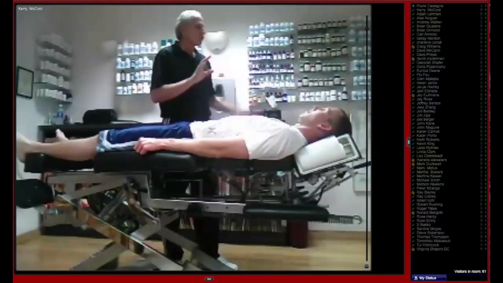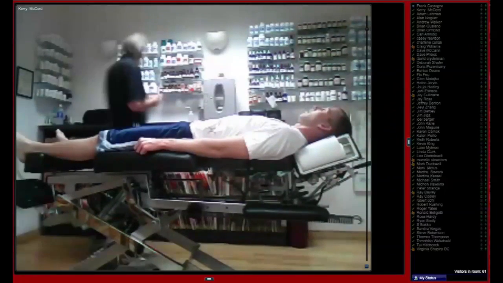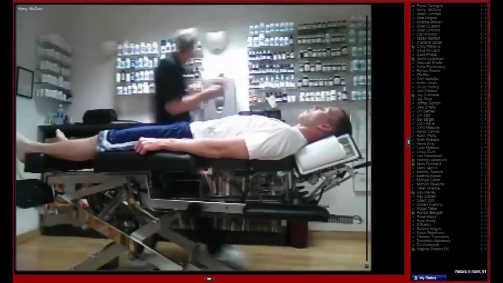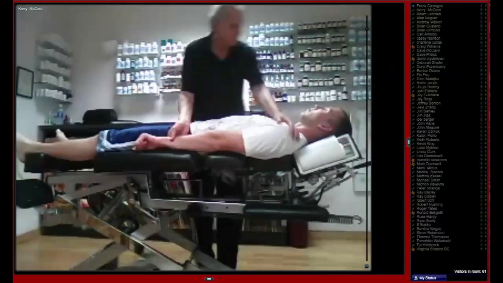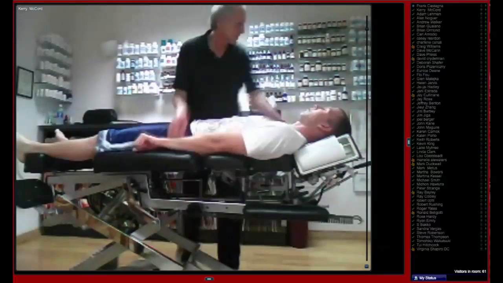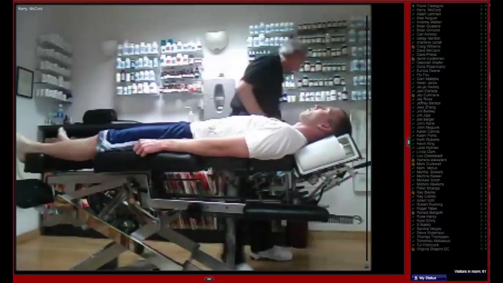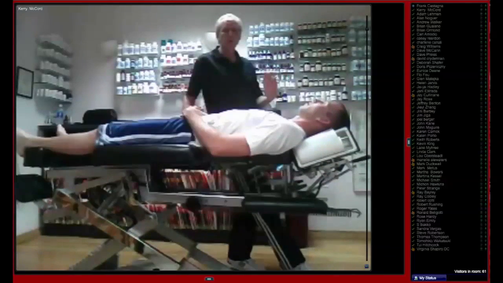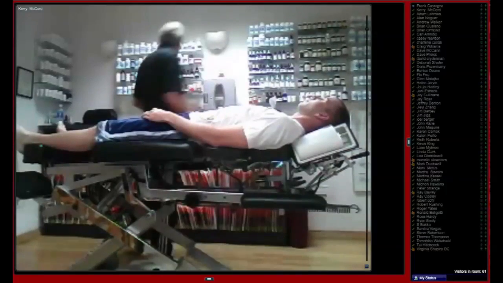Okay, so we found B6 wasn't responsive. I'm going to give you the active form of B6 and see if that responds. And it doesn't either. So I'm going to stop right there. I could test a number of other nutrients, but we've already gotten a favorable response from him. And what I want to do is I want to make sure I get through this process. So I'm going to start testing for foods.